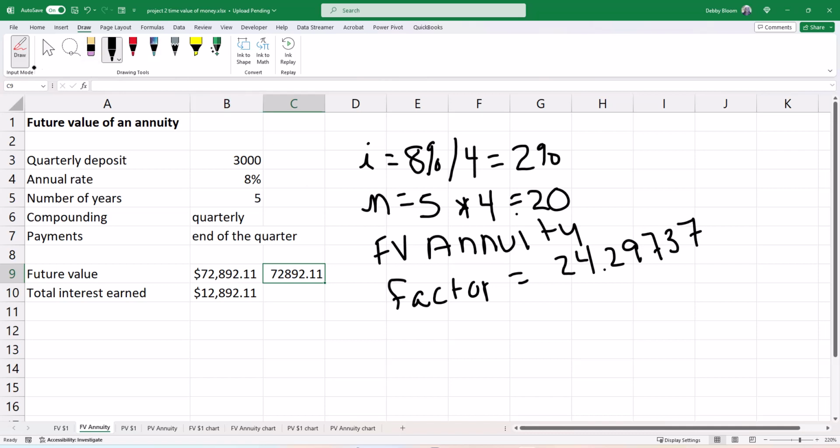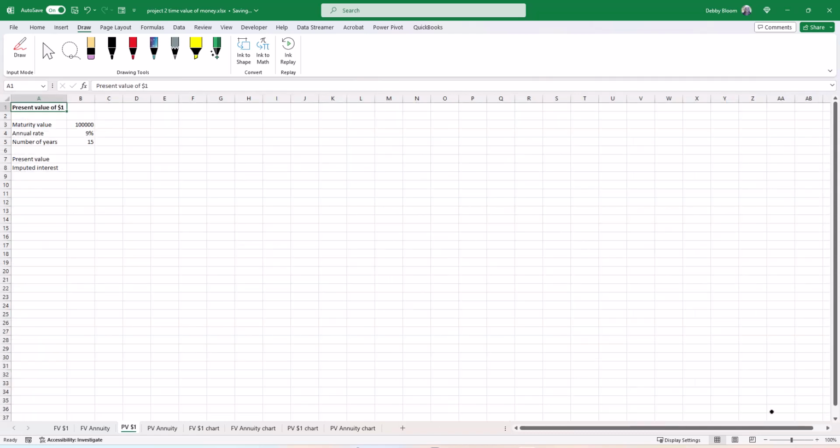So then we would calculate the interest exactly the same way. To calculate the interest, the first thing I would do is take the maturity value, the future value, and then subtract out what I deposited. Well, I deposited 20 payments of $3,000, so I deposited $60,000. But to calculate it using Excel, I'm going to take the $3,000, multiply it by 5 years, and then multiply it by 4 because it's a quarterly payment. And notice we get exactly the same answer, $12,892.11 in interest.